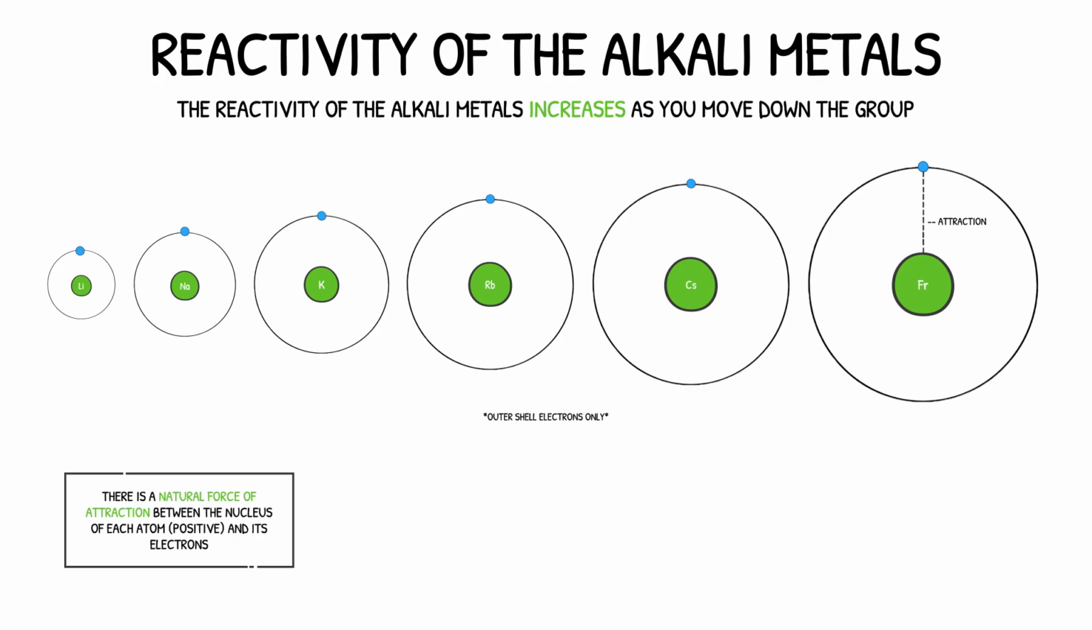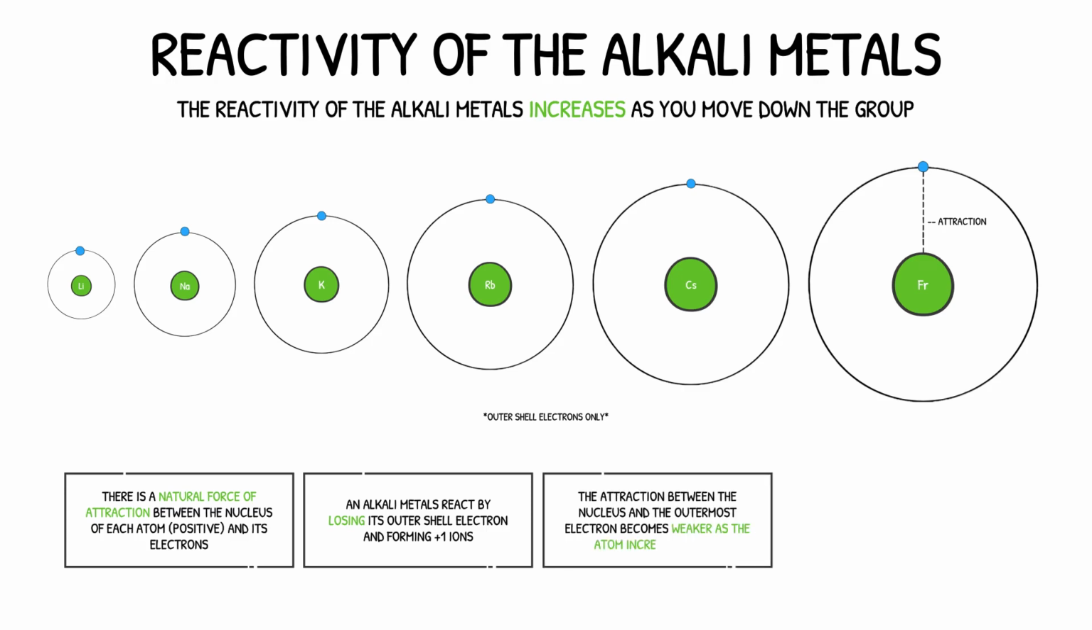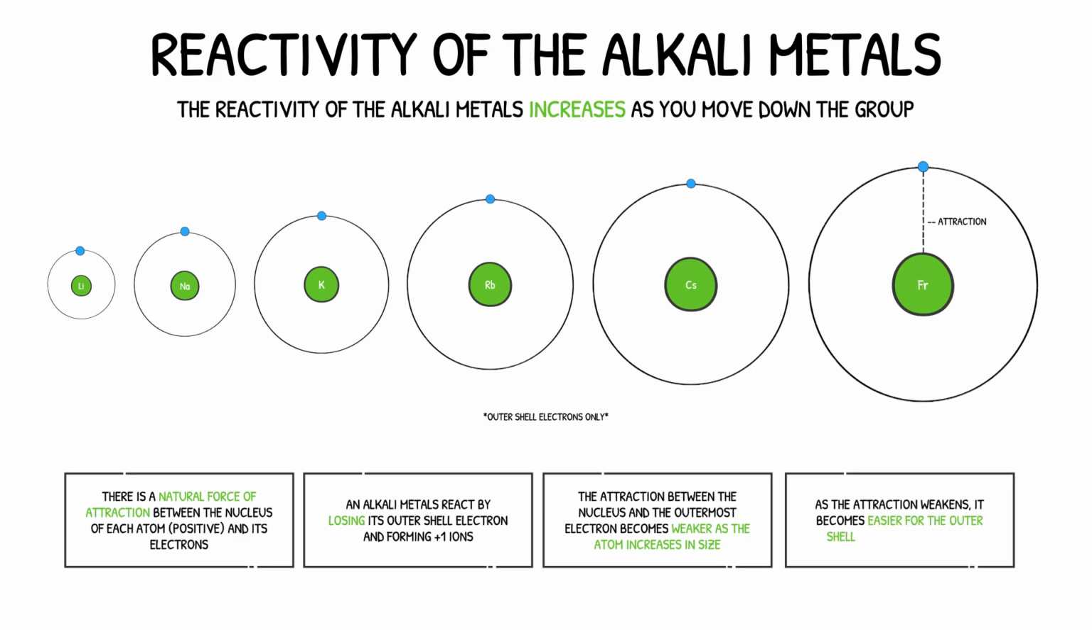Now remember, when an atom of an element is reacting, it is doing so because it wants to achieve a full outer shell. The alkali metals achieve this by losing their outermost electron and becoming +1 ions. As the atoms of the alkali metals increase in size, the distance between the nucleus and the outermost electron increases too, and so the attraction between them becomes weaker. As the attraction weakens, it becomes easier for the alkali metals to lose this outermost electron and therefore react with other elements. This explains why the alkalis become more reactive as you move down the group.